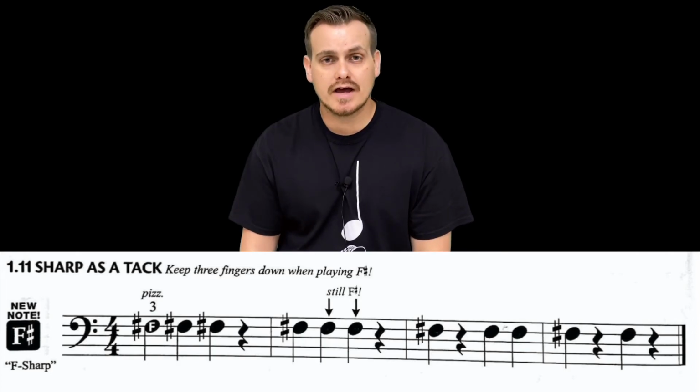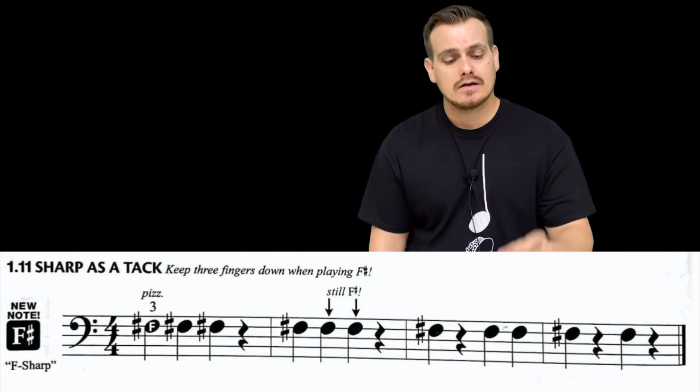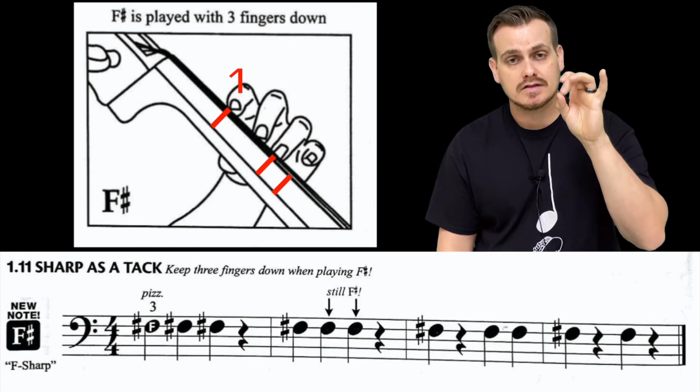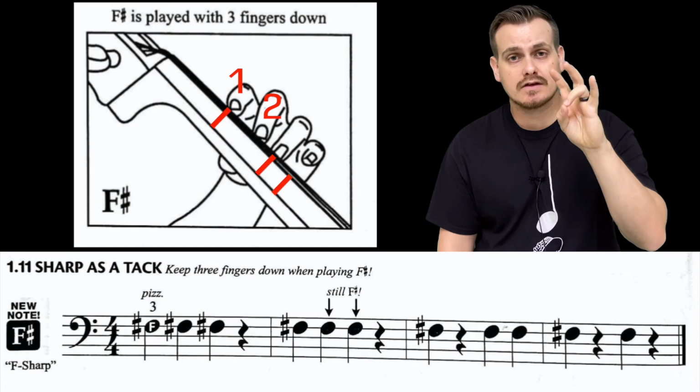What is the fingering for F sharp on the cello? 3 fingers on the D string. The first finger on the red tape, the second finger between the 2 tapes, and then the next tape is your third finger. Your pinky is raised up. So just those 3 fingers for F sharp.